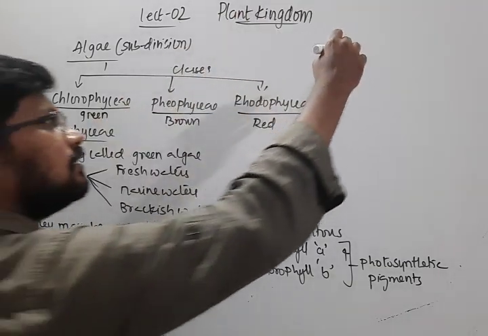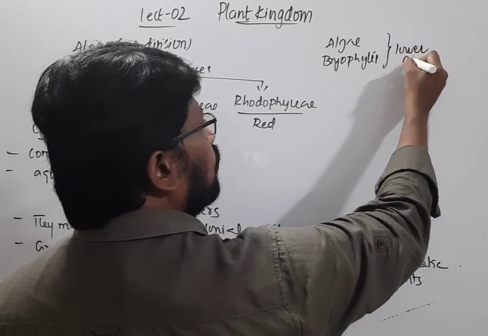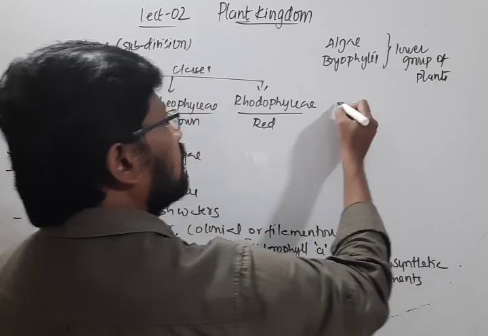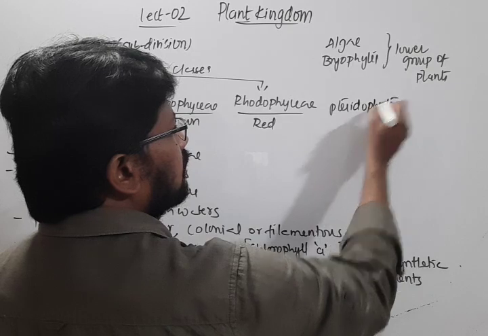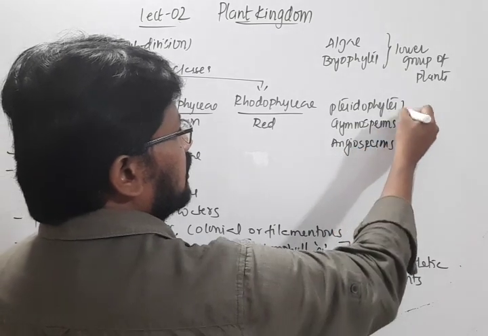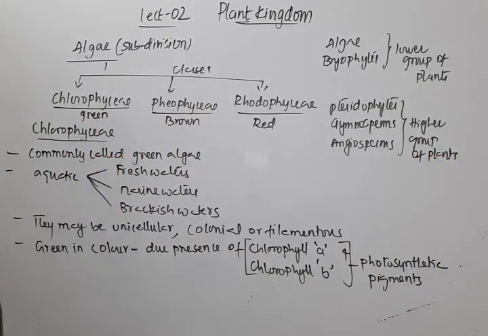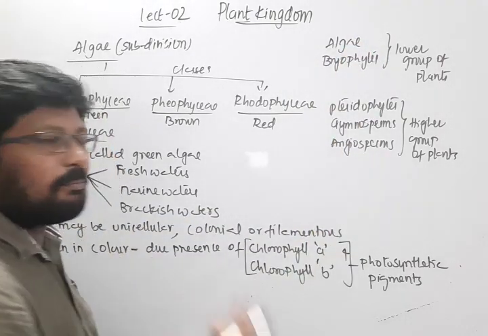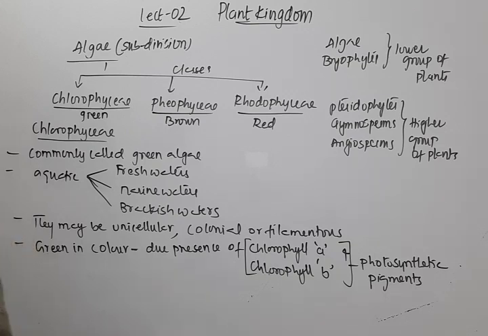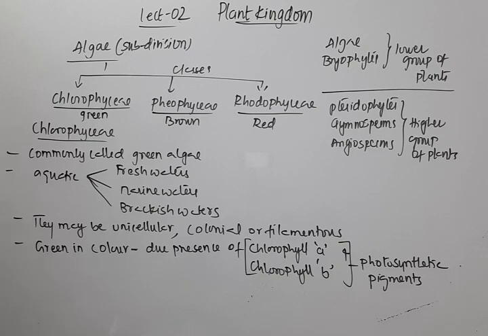Actually, when we see the plants, algae and bryophytes are the lower group of plants, whereas the pteridophytes, gymnosperms, and angiosperms are considered as the higher group of plants. So as we go from algae to angiosperms, the body complexity increases. Algae are the simplest, whereas the angiosperms are the most complex.